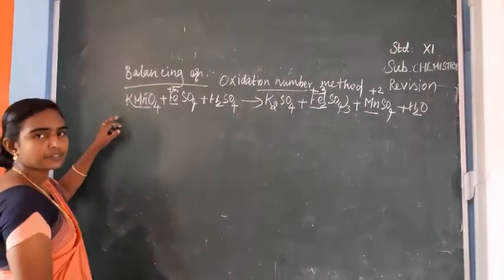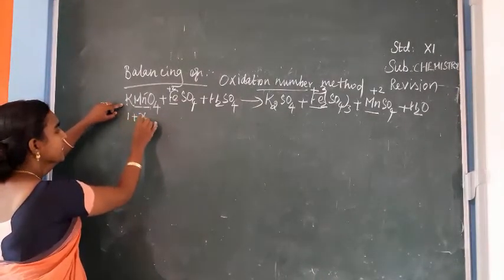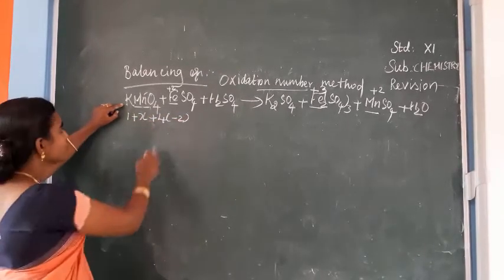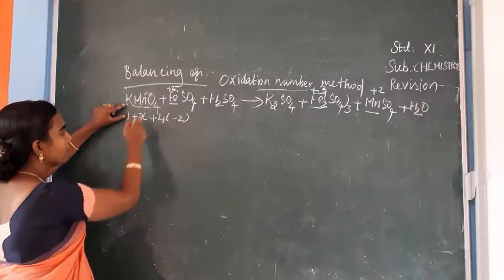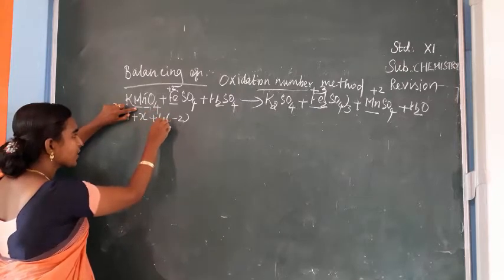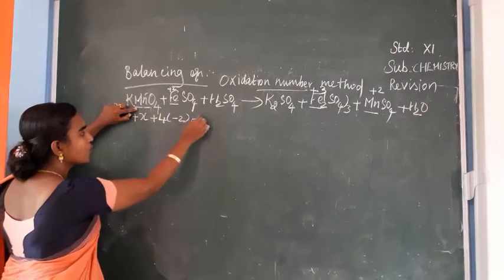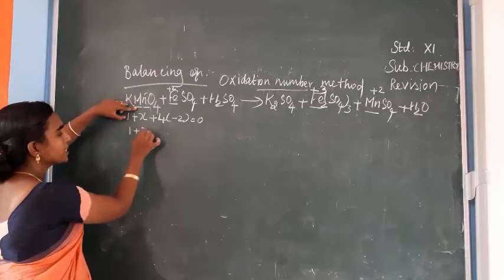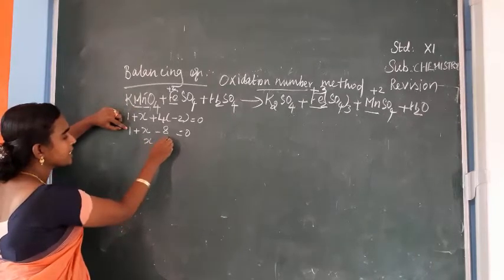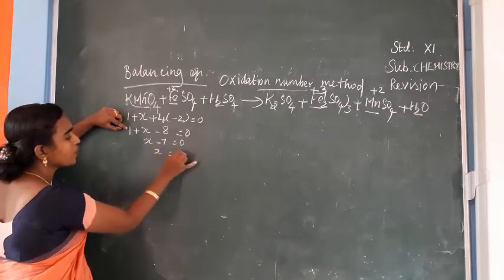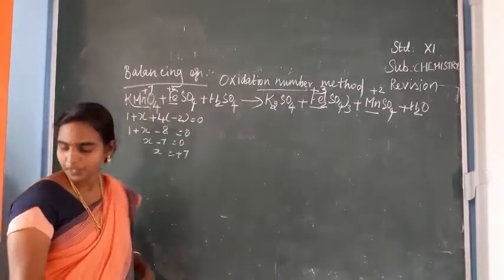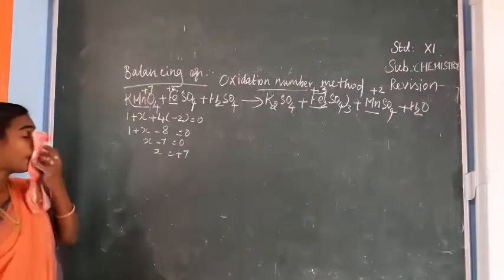So next, here Mn: 1 plus x plus 4 into minus 2. Okay. So K is 1, then Mn is x, we have to find out. This 4 into the oxidation state of oxygen, that is minus 2, is equal to 0. So 1 plus x minus 8 is equal to 0. So here x minus 7 is equal to 0. So x equal to plus 7. So here also plus 7. Is it clear?